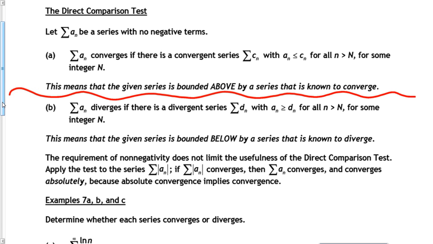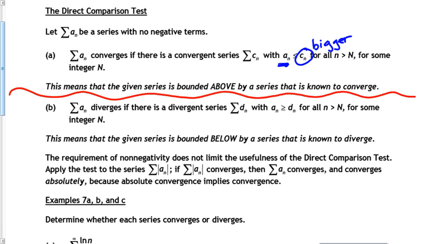So basically what this means is, if we know that the nth term of C is always bigger than the nth term of the series we're talking about, and we know that C converges, that means automatically that A converges. That's because A is smaller. If C is always larger and it converges, we don't have a choice but to know that A must also converge.